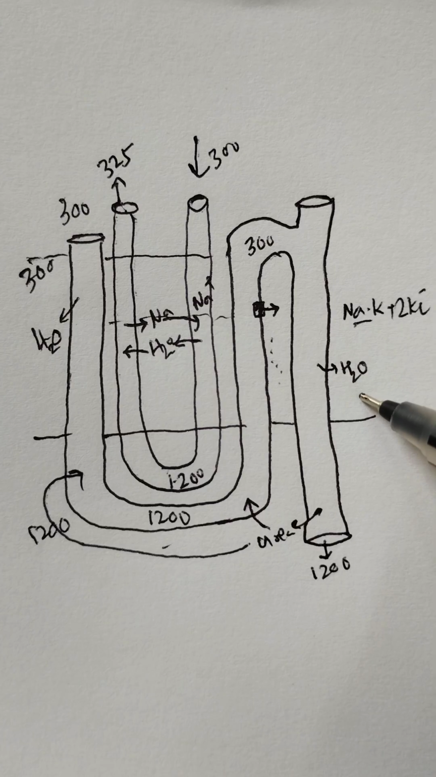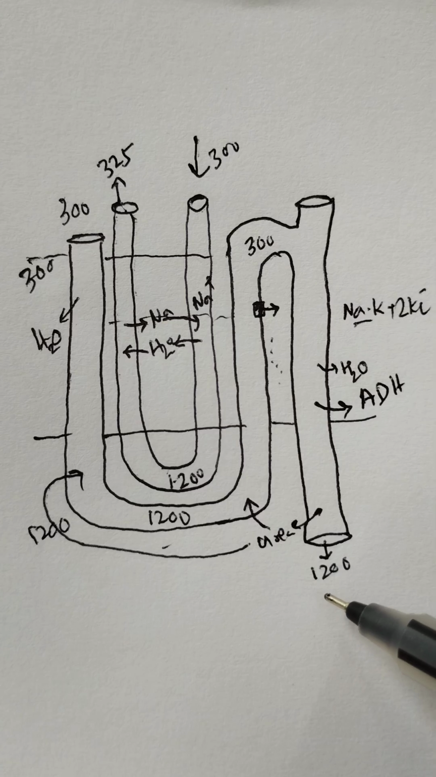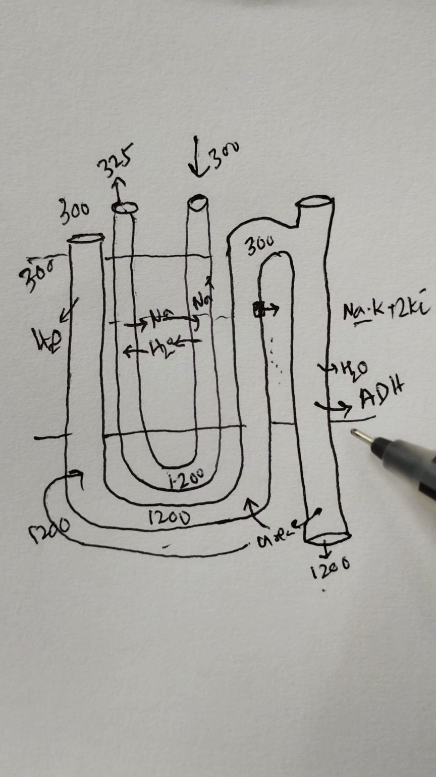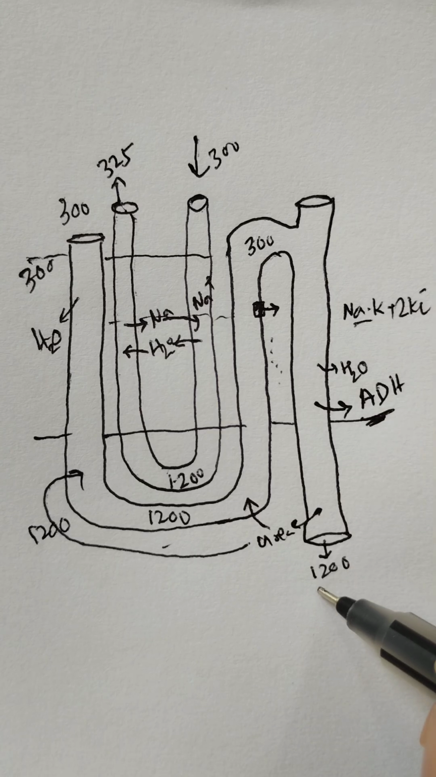And it all depends, the concentration of the urine depends on the presence of ADH. So in the presence of ADH, a lot of water is reabsorbed, and it is going to excrete the concentrated urine. When the ADH concentration is low, it is going to excrete dilute urine.